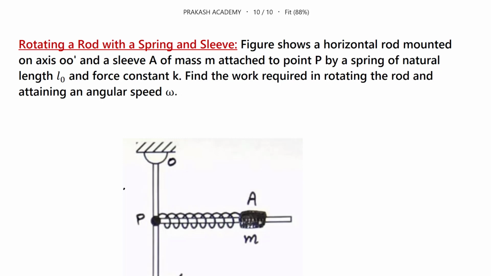Hello friends. So this problem is called rotating a rod with a spring and sleeve. The figure shows a horizontal rod mounted on an axis OO', and a sleeve A of mass M attached to point B by a spring of natural length L0 and force constant K. We have to find the work required in rotating the rod and attaining an angular speed omega.